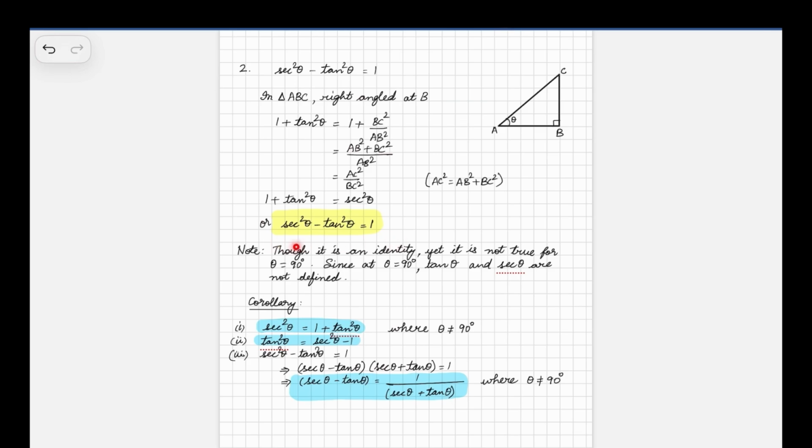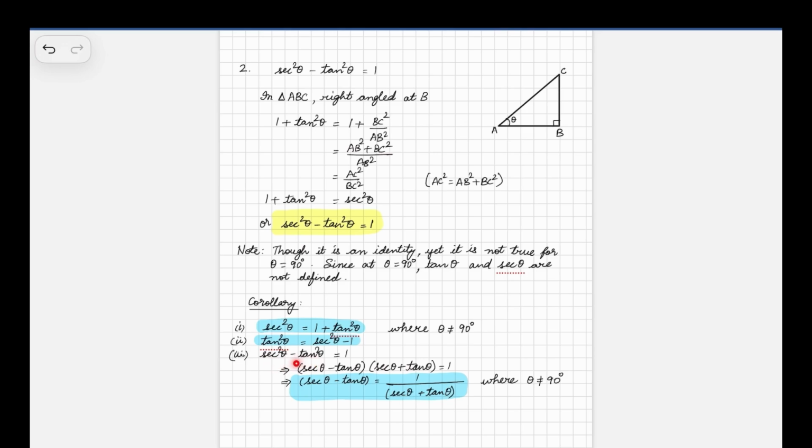Now though this is an identity, yet this is not true for theta equal to 90 degrees, because previously in the chart you can see that at theta equal to 90 degrees, tan theta and secant theta are not defined. The corollary of this identity is tan square theta is equal to secant square theta minus 1.